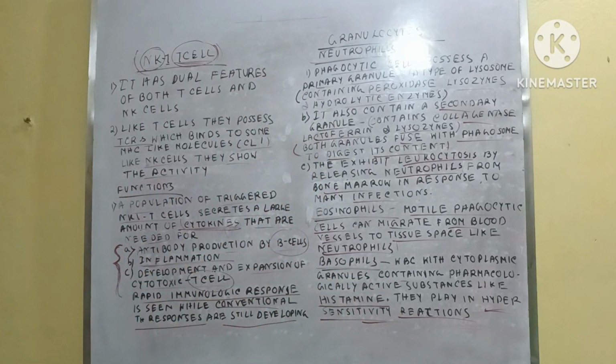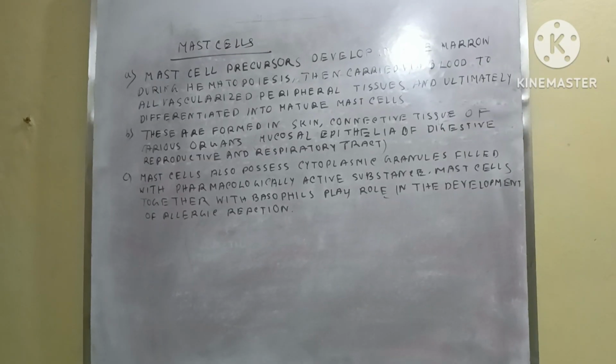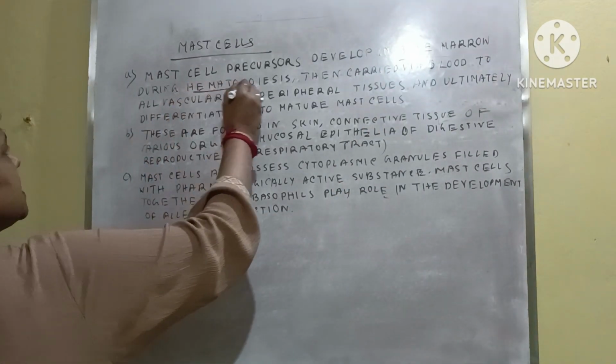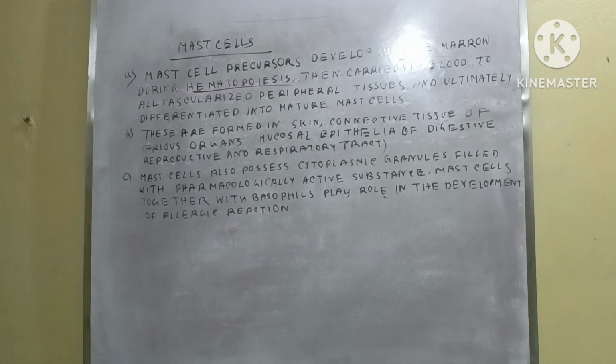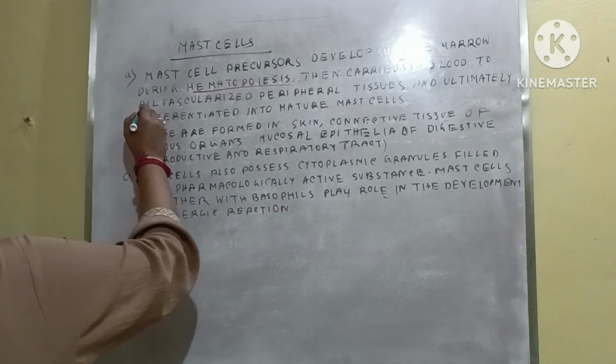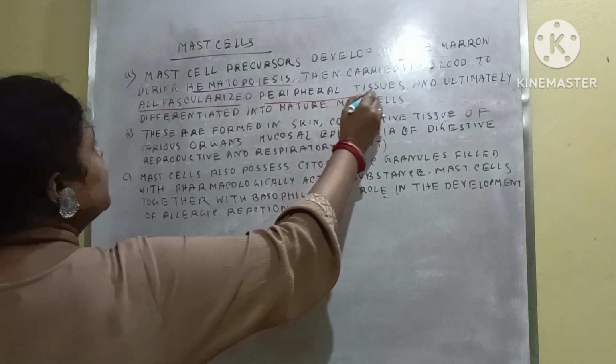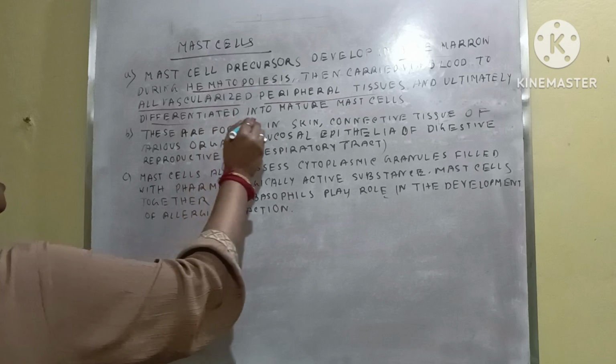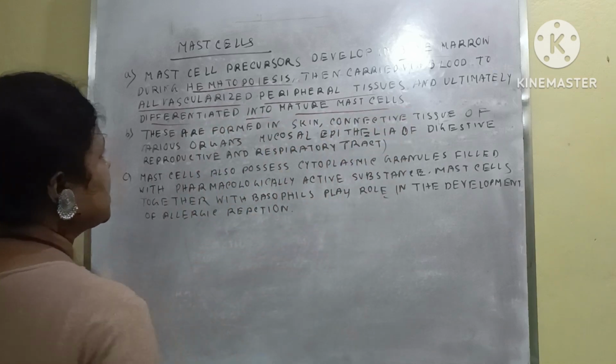So continue with me just for the last one. Now we will learn about the mast cells. Mast cell precursors develop in the bone marrow during hematopoiesis, and then are carried via blood to all the vascularized peripheral tissues and ultimately differentiate into mature mast cells.